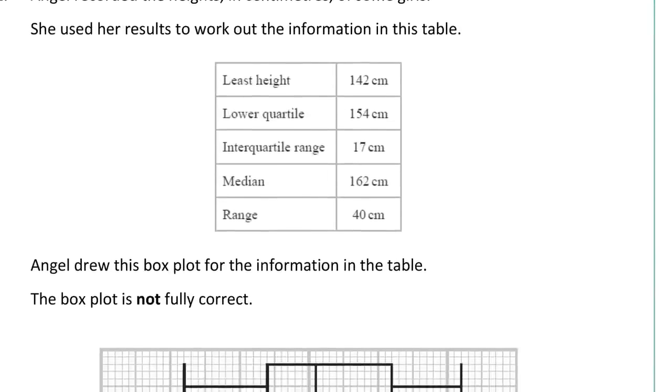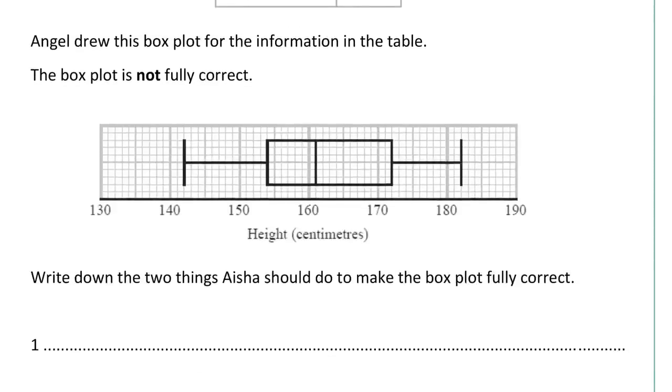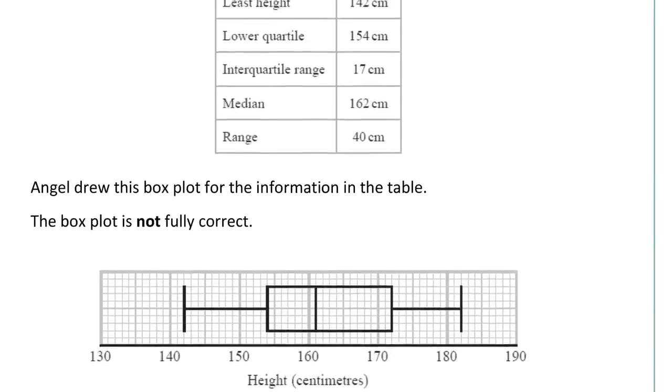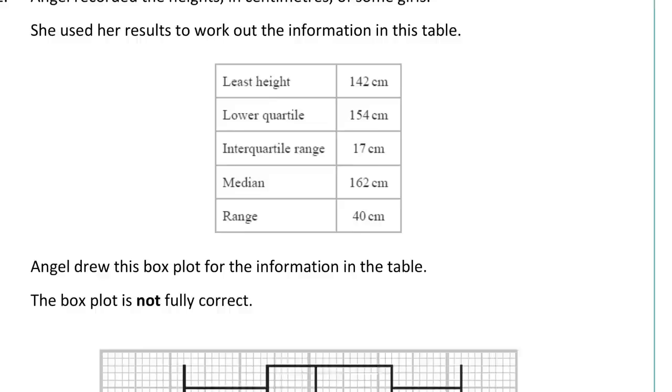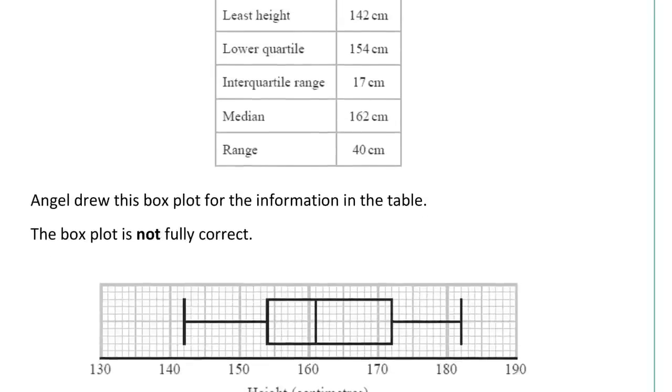Okay, so Angel recorded the heights in centimetres of some girls. She used her results to work out the information in this table. We've got our table there. It says Angel drew this box plot, and the box plot is not fully correct. And then it wants us to write down 2 things that we should do to make this fully correct. So looking at this one then, we have 142 as our least height, so let's check that out. There's 142. I'm just going to label that on, tick it off, that's fine.